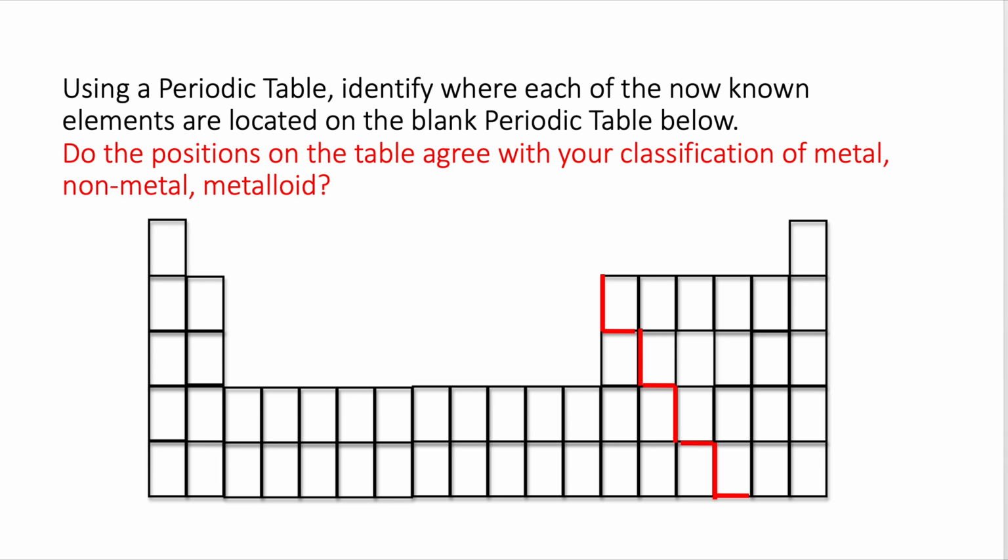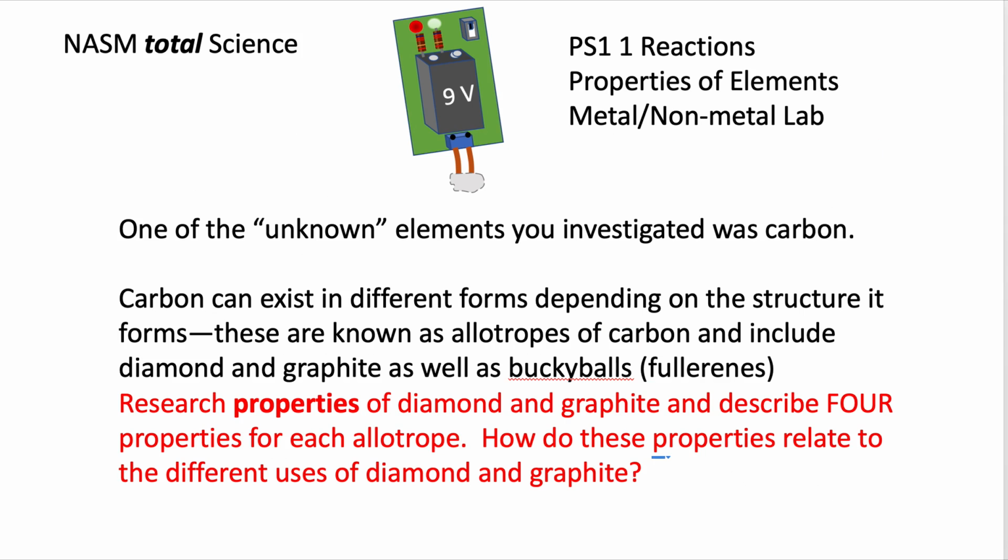And then going on, once you've identified them, where are they on the periodic table here? Do those positions agree with the classification of metal, non-metal, or metalloids? So you've got to pause, identify what A was, point to where it is on the periodic table, and then determine, yes, it's a metal, no, it's a non-metal, etc.